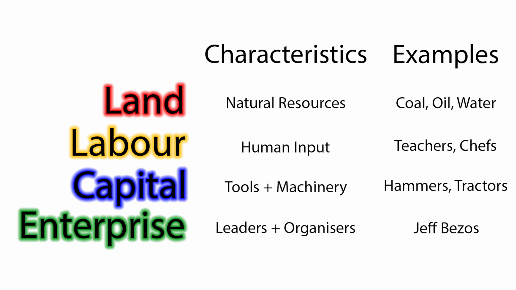Right then, so today we've looked at what the factors of production are, we've looked at what the production process is, we've looked at how the production process combines the factors of production, and we've looked at how we can categorise any resource into the 4 categories: land, labour, capital, and enterprise.